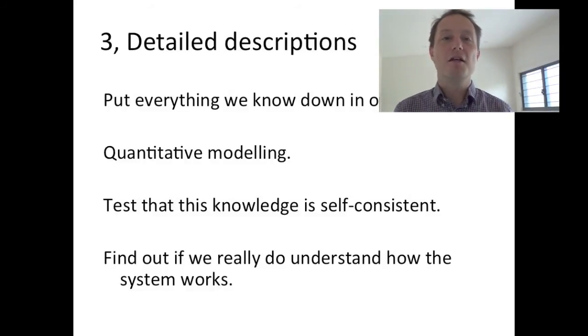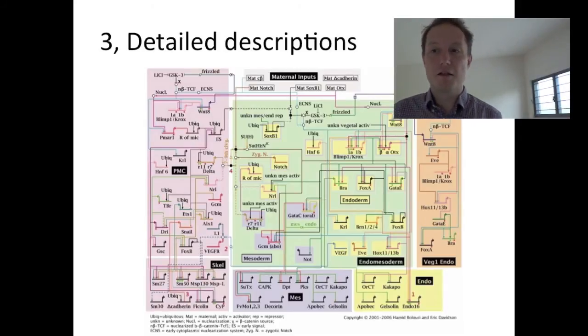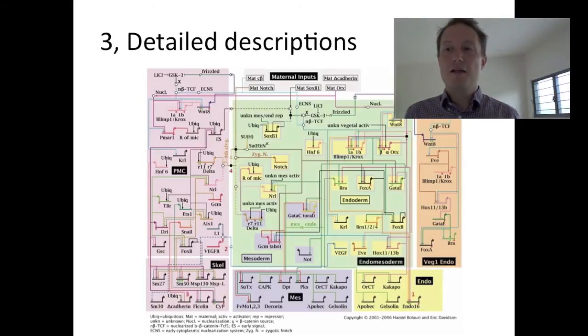It's to find out exactly how that system works. One example I like to give here is gene regulatory networks. So now developmental biologists are understanding more and more about how genes regulate each other in developmental processes. And this is the detailed model that some researchers have produced for one of these regulatory networks.